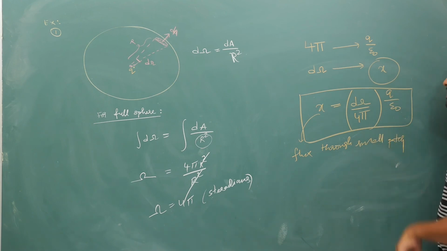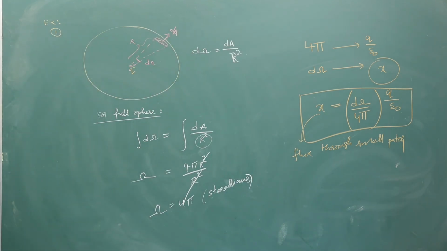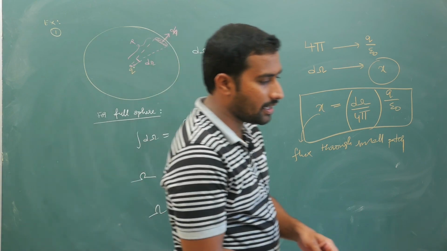Like this we can divide the flux proportionally. Whether the area that you take is on the surface or inside the surface, it is not going to matter much. This is how we are going to calculate. Okay, right. Now I'll continue further from here.